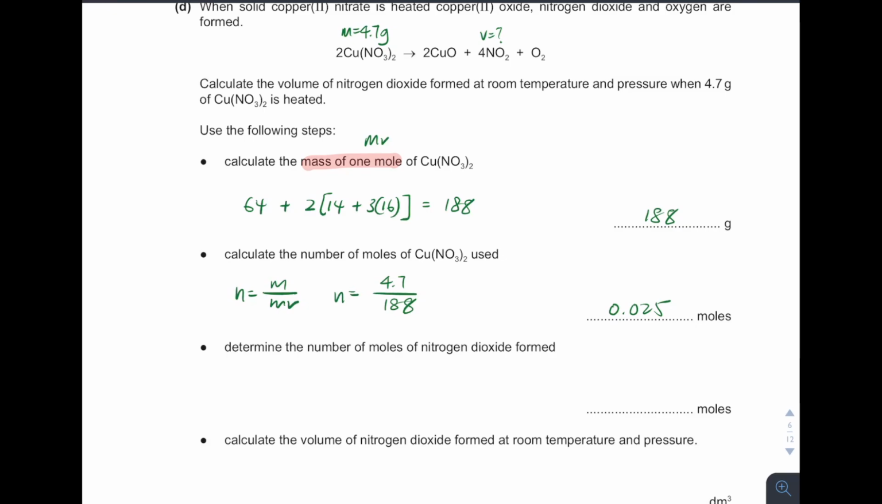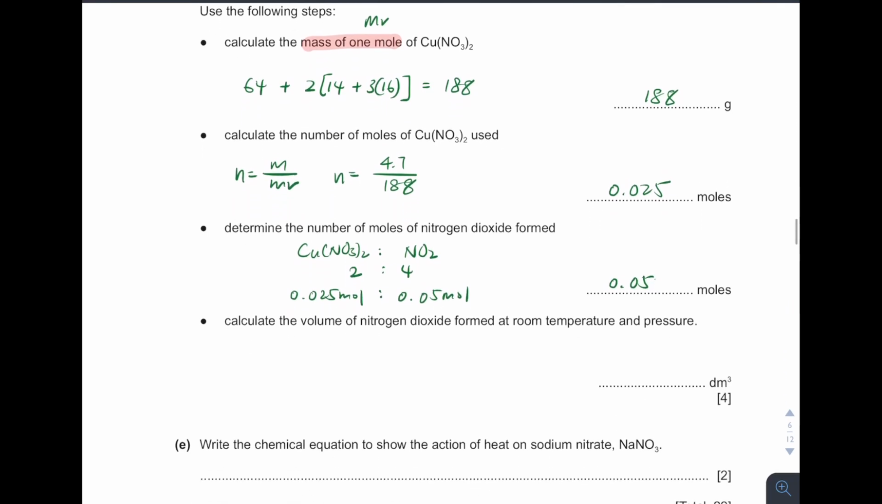Next one, determine the number of moles of nitrogen dioxide formed. In this case, we can just compare the mole ratio for copper 2 nitrate and nitrogen dioxide. What's the mole ratio? The ratio is 2 to 4. If copper 2 nitrate is 0.025 moles, therefore the moles of nitrogen dioxide gas would be 0.05 mole. So this is how to look for the answer.